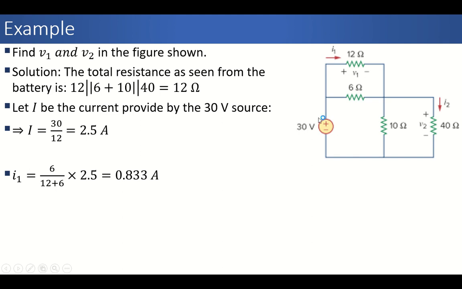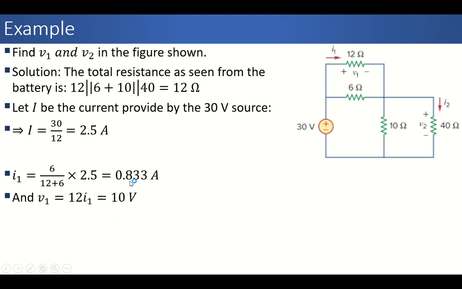Similarly, when I1 and the current in the 6 ohm resistance combine here, it will again be equal to the total current. That total current will then be divided between the 40 and 10 ohm resistances.